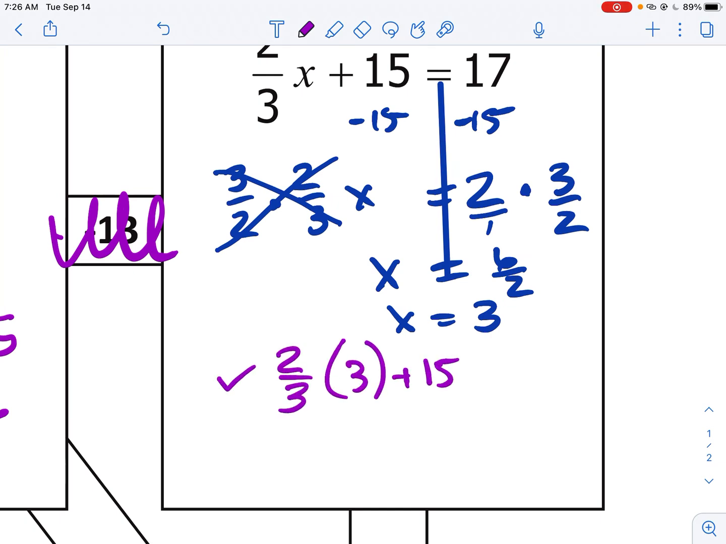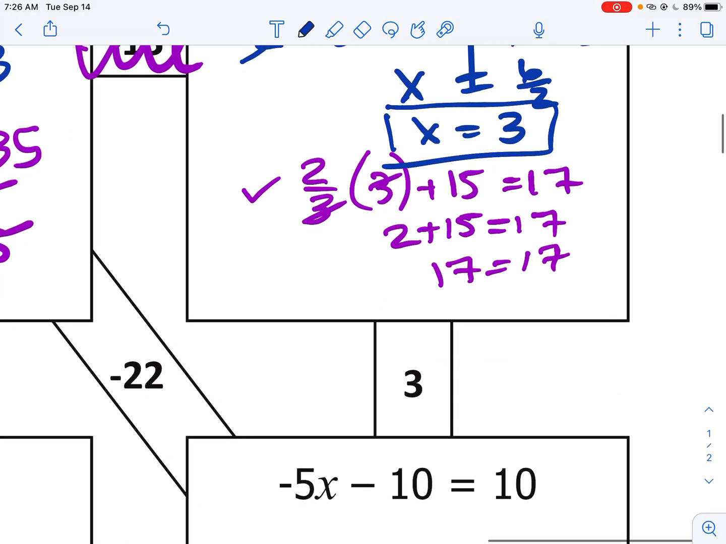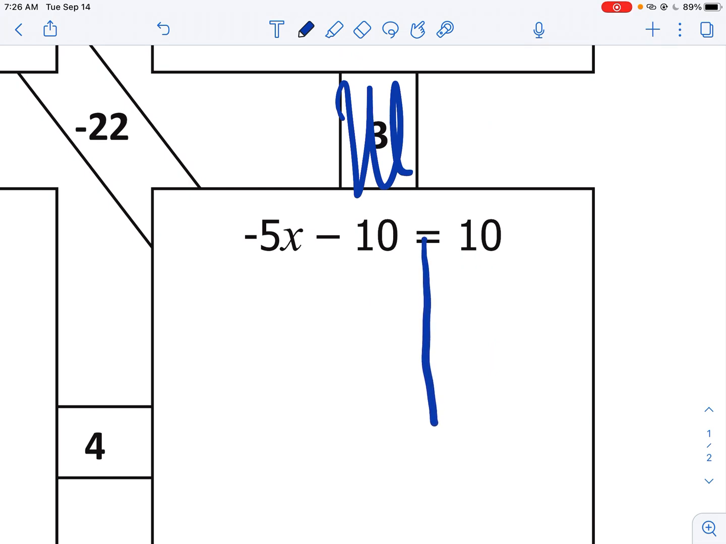I plug back in my 3. So my 3's cancel. I get 2 plus 15 equals 17. 17 does equal 17. So I do have 3 as my answer. I come down here.